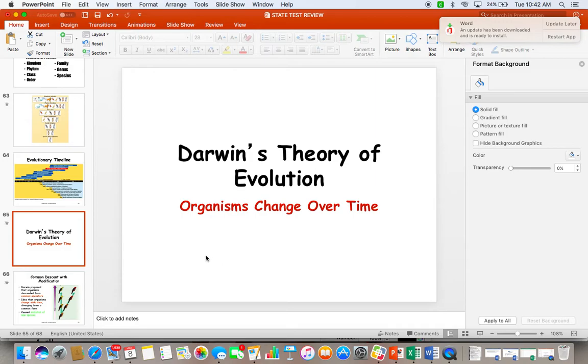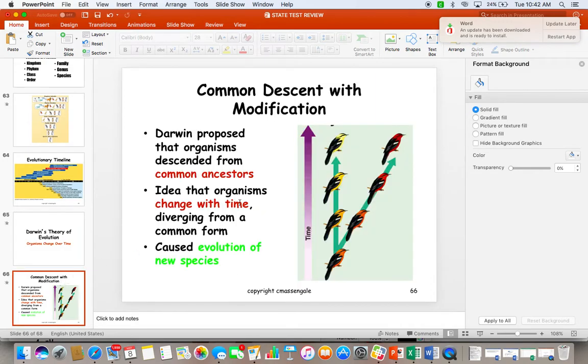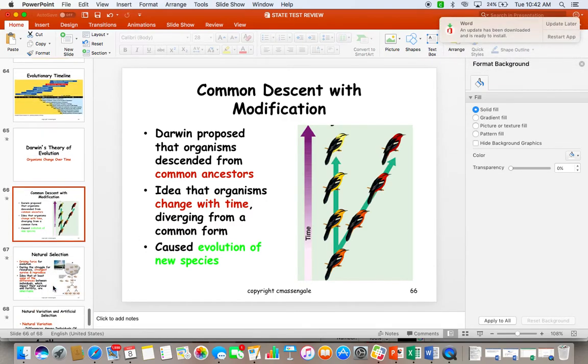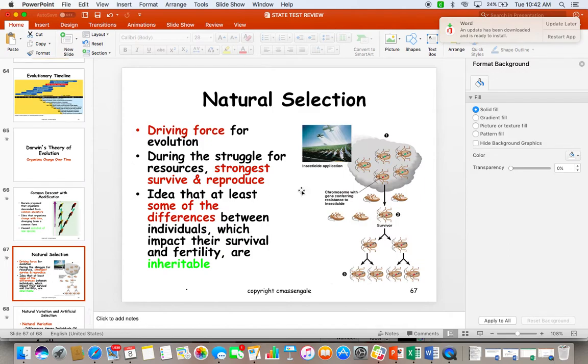Darwin's theory is survival of the fittest. He actually called it descent with modification. But I think survival of the fittest makes the most sense to everyone, and it's the driving force behind evolution.